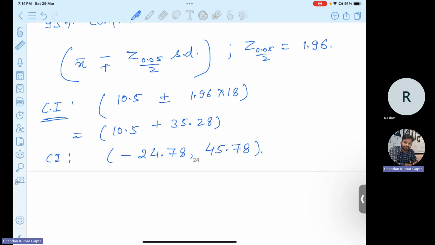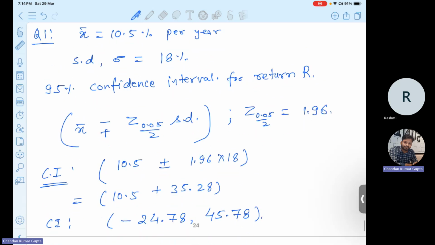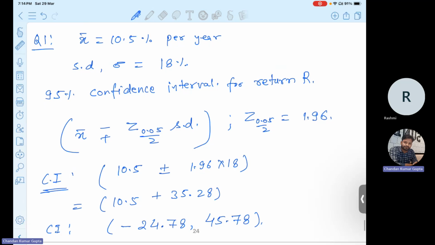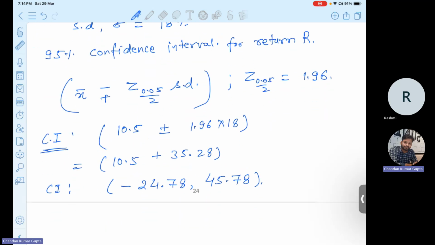So this is the 95% confidence interval. That means the true value of the portfolio return for the next year lies within minus 24.78% to 45.78%, with a probability of 95%. So this is the 95% confidence interval.